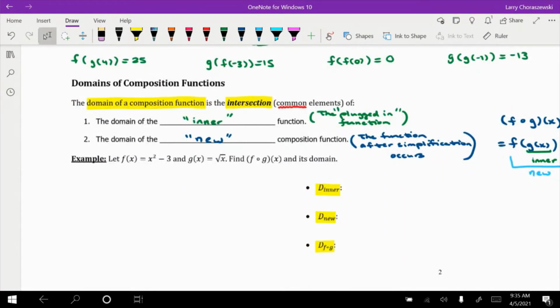Let's go ahead and start this example out. We have 2 functions, x squared minus 3 for f of x and square root of x for g. And they want a couple of things. They want the composition as well as its domain. So this is kind of a 2-parter here. For the first part, f circle g of x. Let's rewrite this as f of g of x.